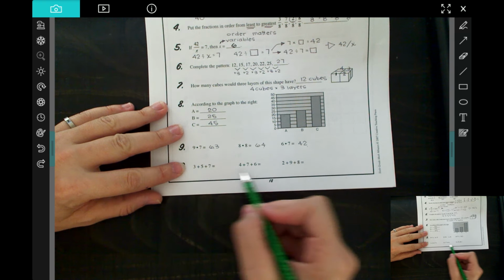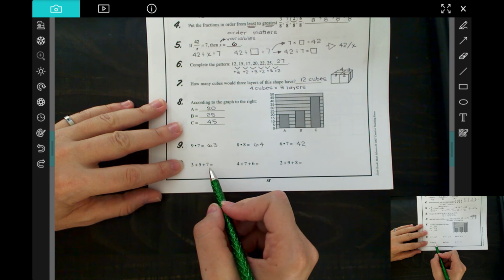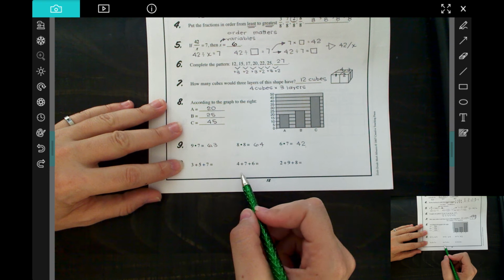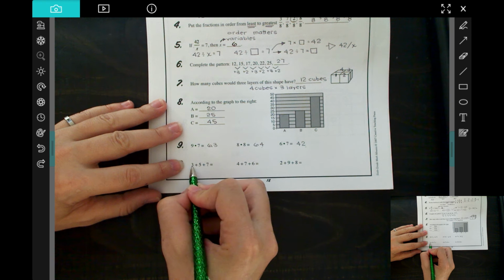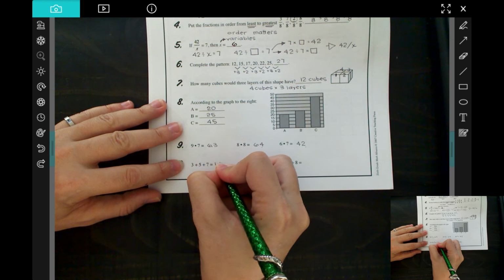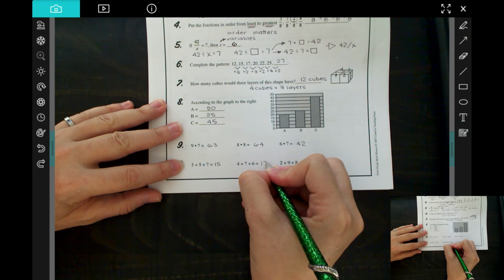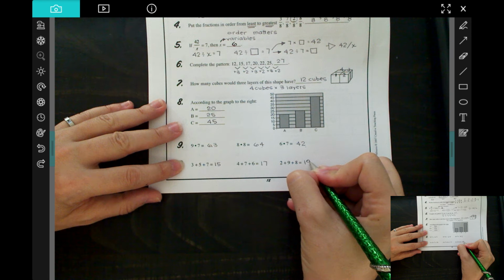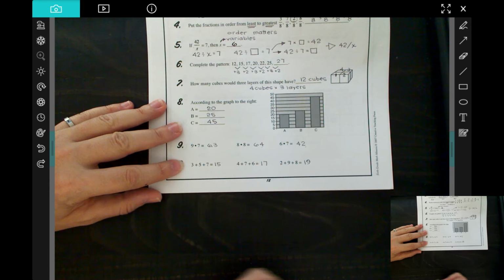And here we have, again, some commutative property with addition. Remember that addition, like multiplication, doesn't matter the order in which you add them because you'll come up with the same answer. So I can go 7 plus 3 is 10, plus 5 is 15. 6 plus 4 is 10, plus 7 is 17. And 8 plus 2 is 10, plus 9 is 19. So the two outer numbers made a nice even 10, and then you just added the center cube.